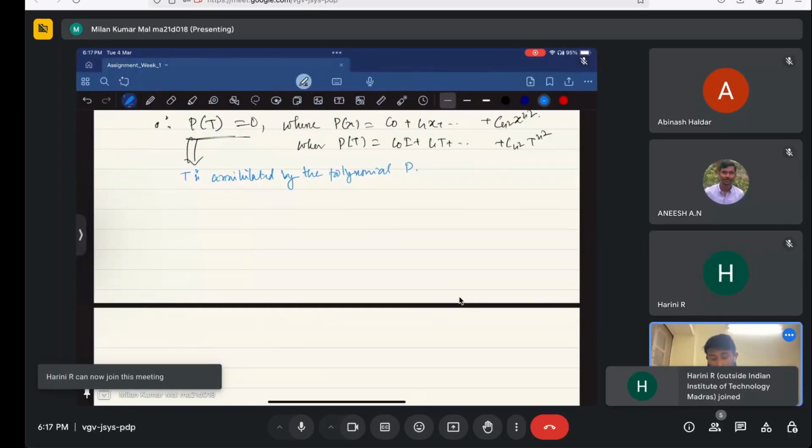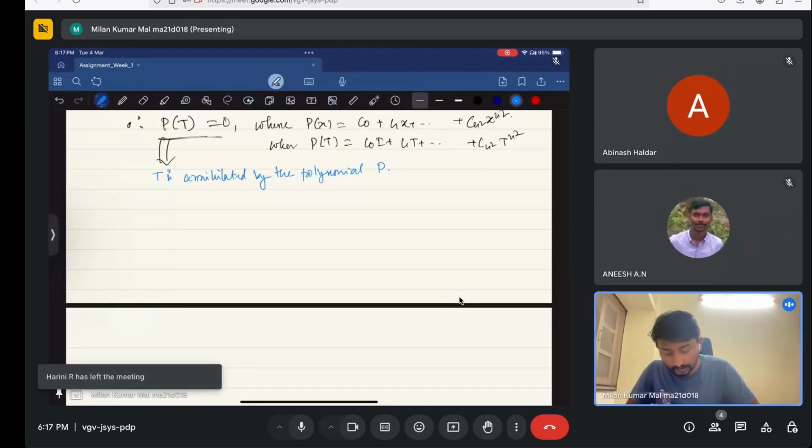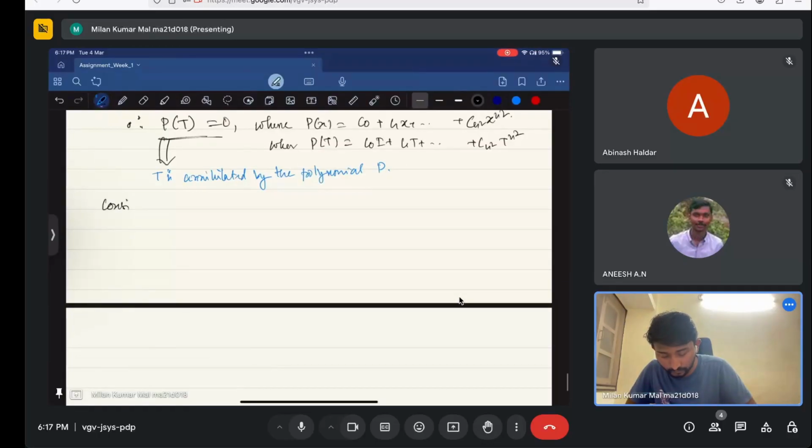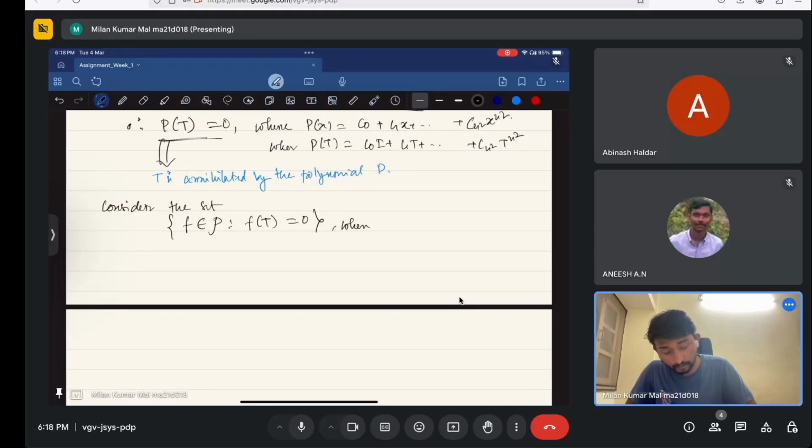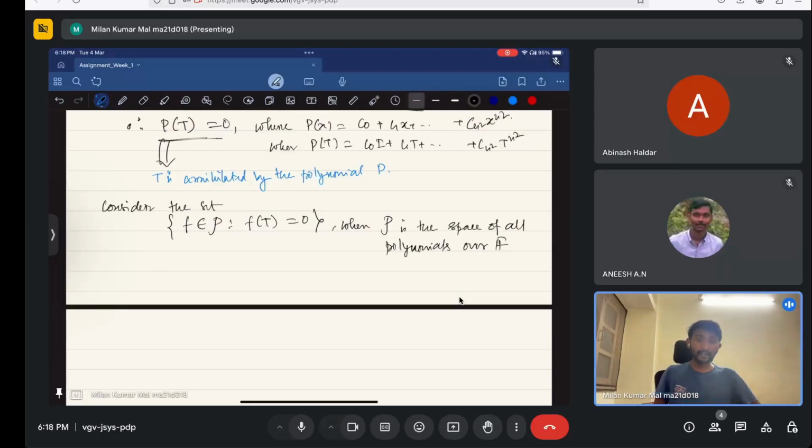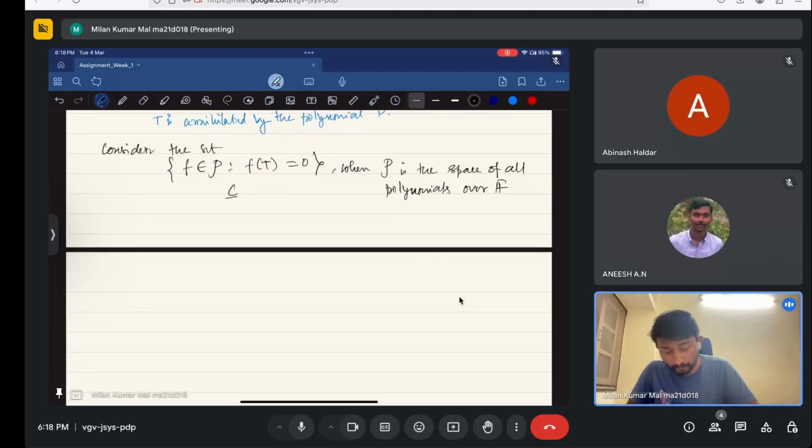Therefore what we are seeing is that if we consider the set, let's take script P to be the set of all polynomials f such that f(T) is equal to 0. Consider this set, where script P is a subset of the space of all polynomials over the field F. That means the coefficients of the polynomial will come from the field F.